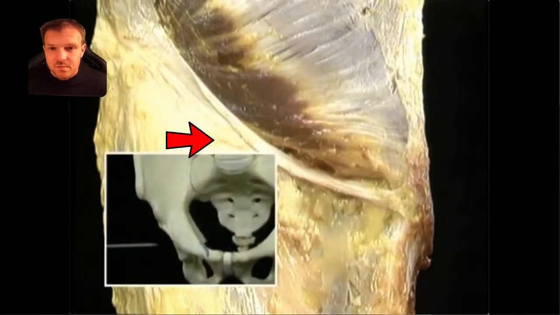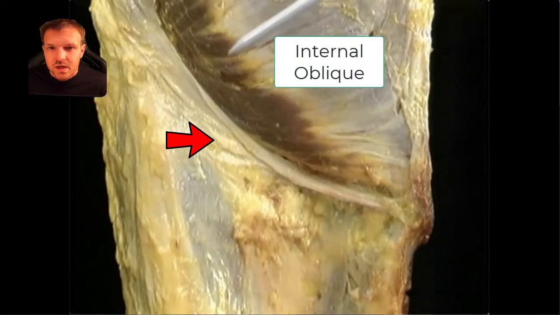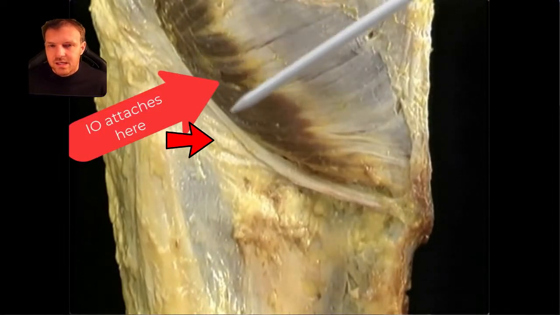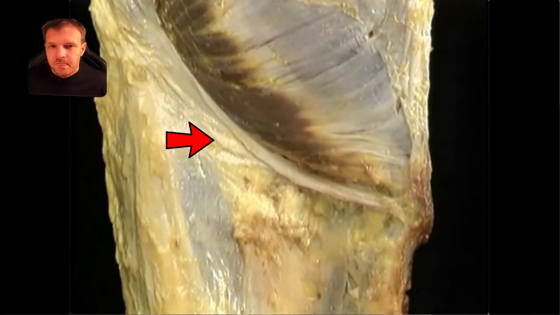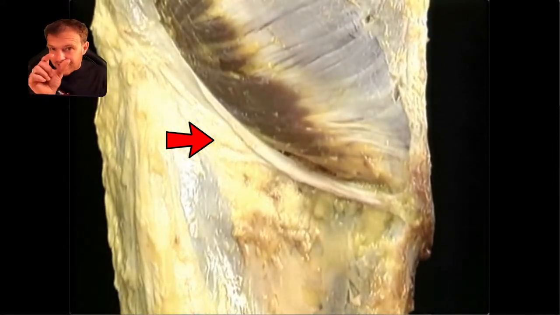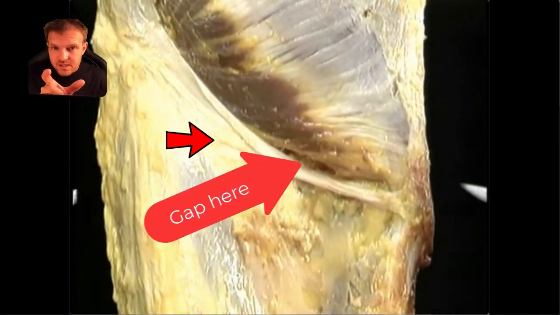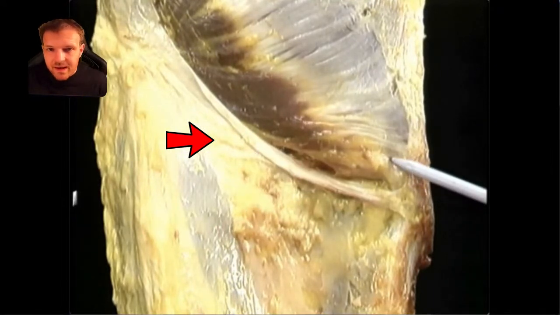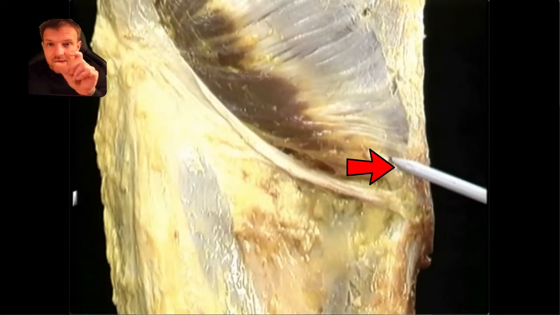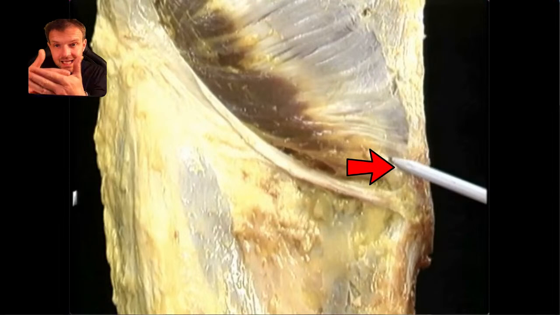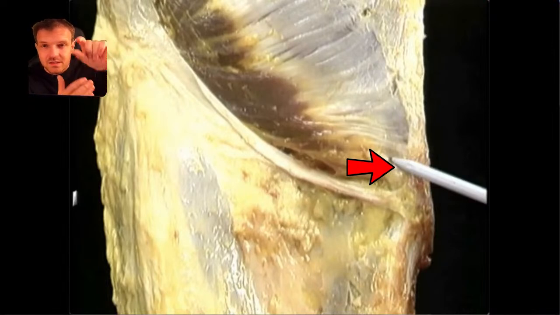Let me just pause that there and go back a second. So let's have a look at that again. Internal oblique attaching there, then there's that little gap, so you can see it just there. And then that bit there, if I pause that, that's where they rejoin again, and that's where the conjoint tendon is. So that conjoint tendon, internal oblique and transverse abdominis, there's a bit of a gap, and then it attaches onto the linea alba, that middle part.